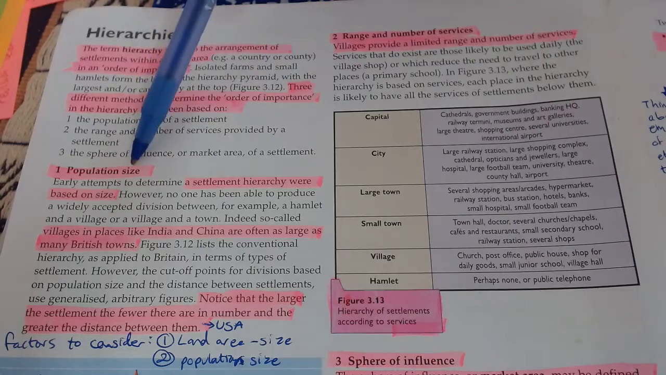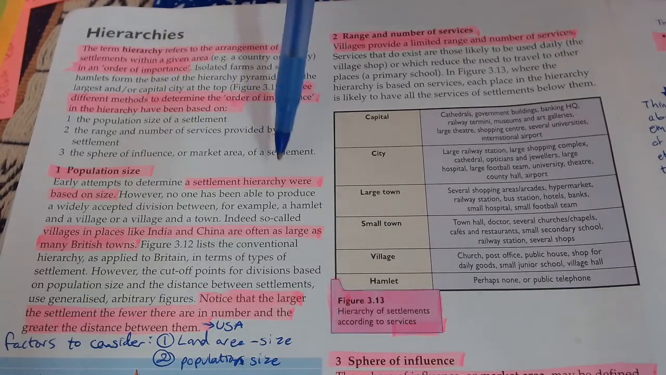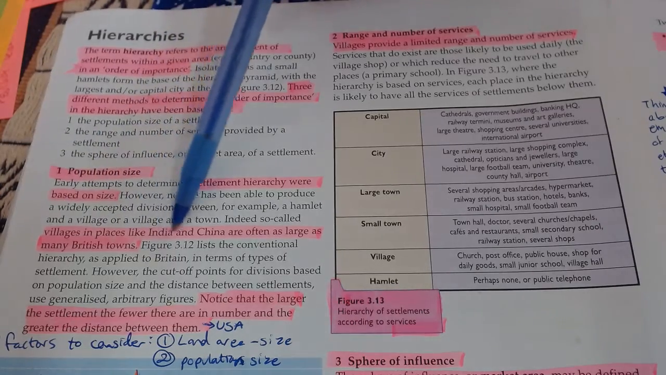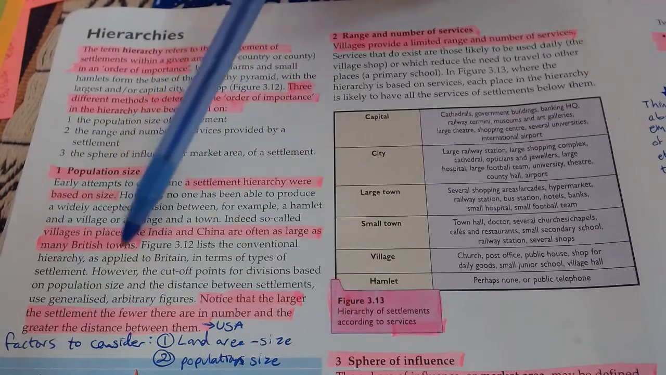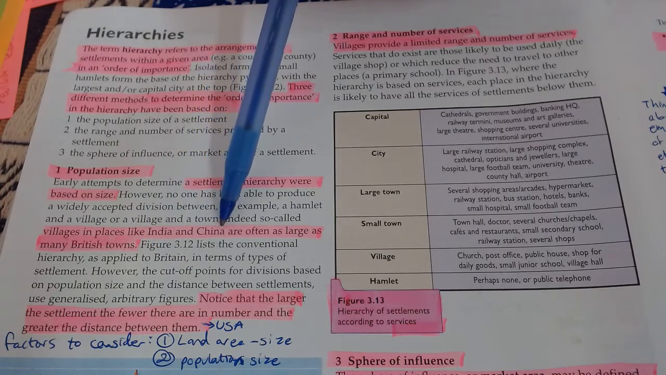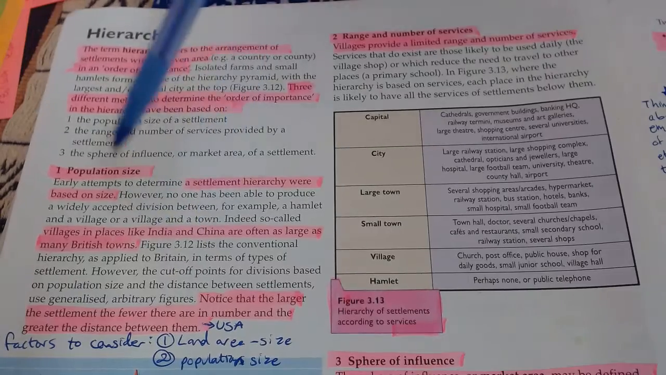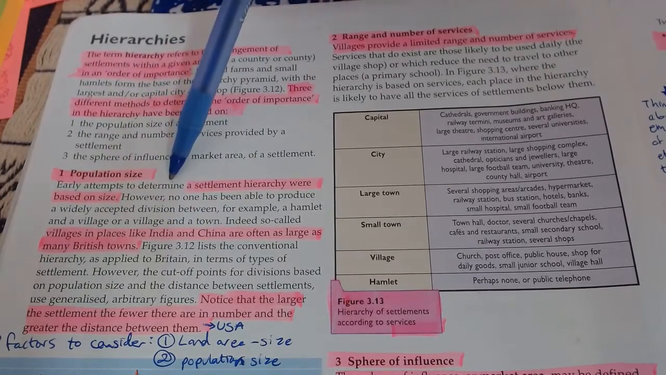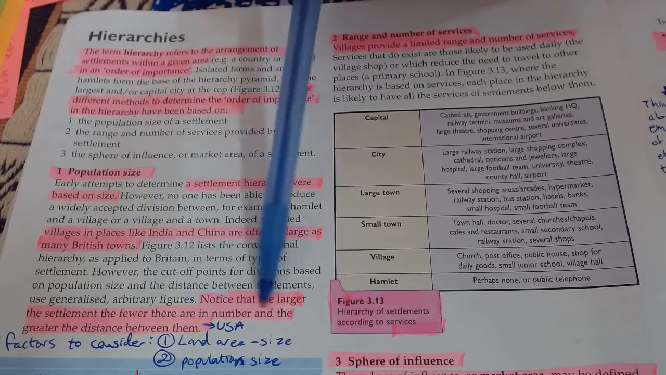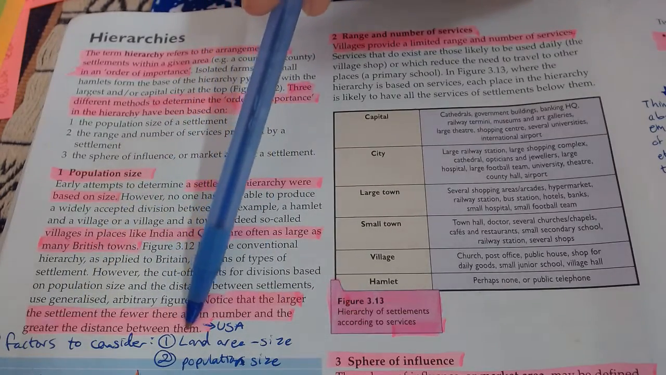Now the first one, population size. All right, this is what we always used to do. But like I said, the problem was villages in places like India and China are often as large as many British towns. So you can have small little villages in India and China that have hundreds of thousands of people just because they've got a huge population. So this is not very accurate, okay? Notice that the larger the settlement, the fewer there are in number and the greater distance between them.